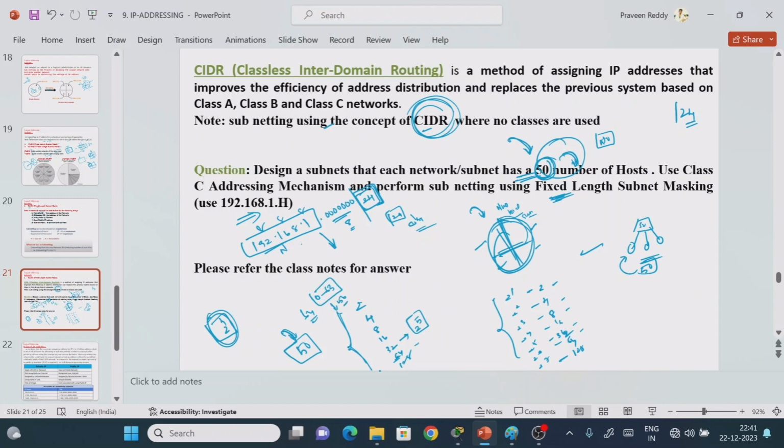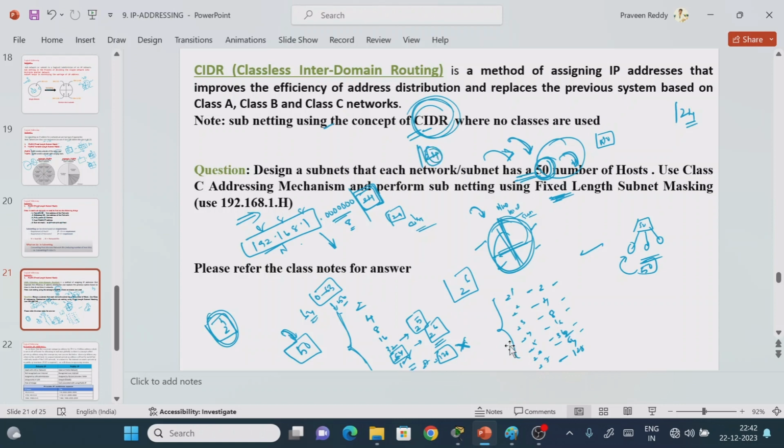So what value do we need to consider? 2 power 6. Remember, 2 power 6. If you consider 2 power 7, you will get 128, but a number of addresses will be wasted again. As per our requirement, 64 is sufficient because we have to give 50 hosts. So we need to consider 2 power 6. Now which mechanism is it? CIDR, where we use the slash mechanism.